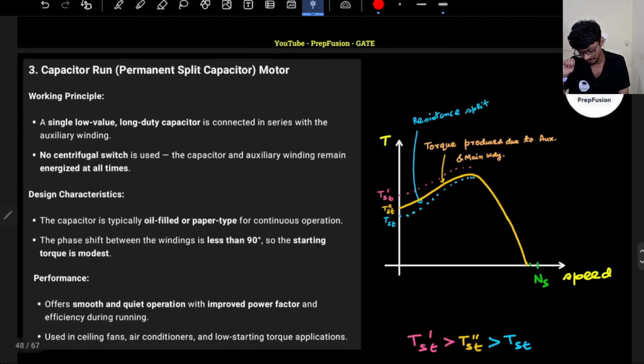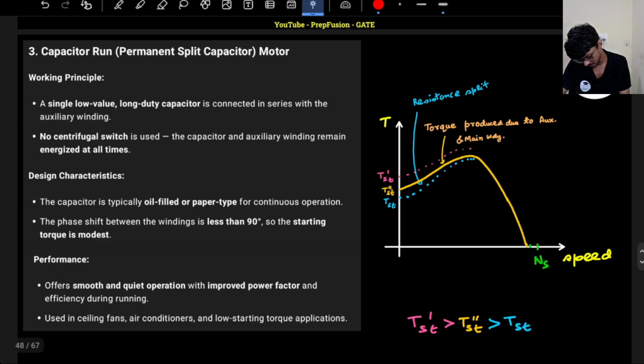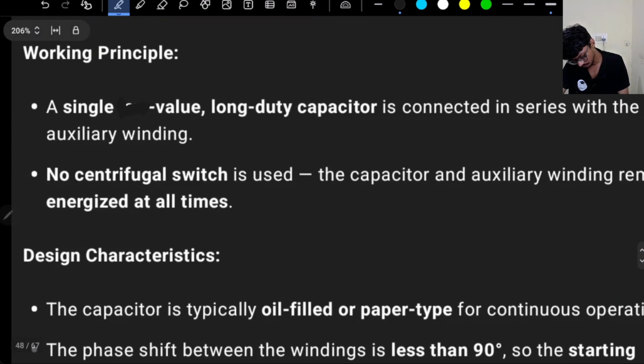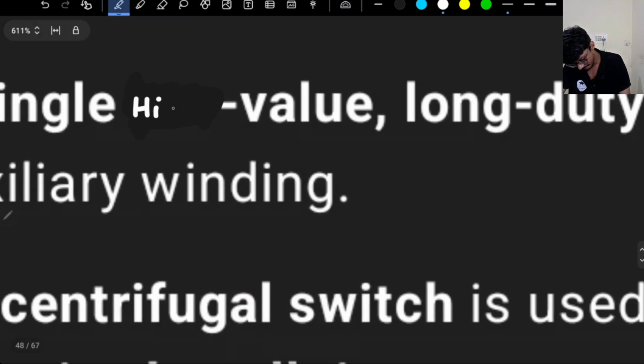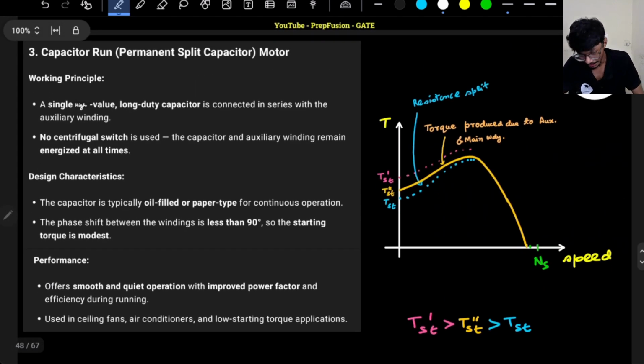Okay, so that is the thing over here in capacitor run. Nothing to explain here. Single high value. This will be a high value capacitor. Okay, so I hope you have understood this point.